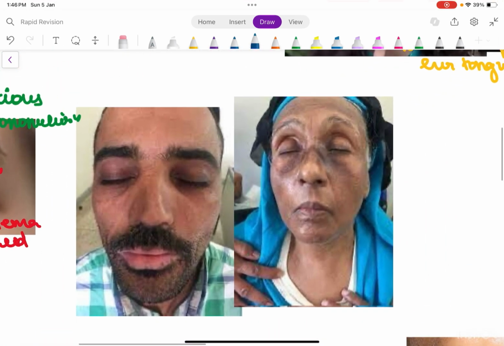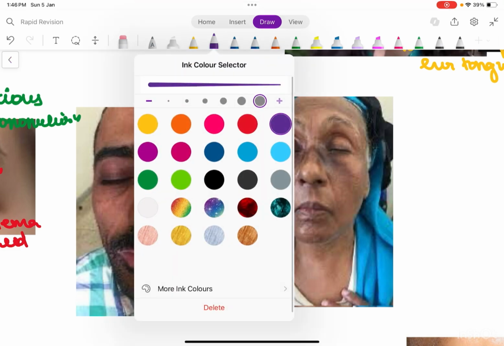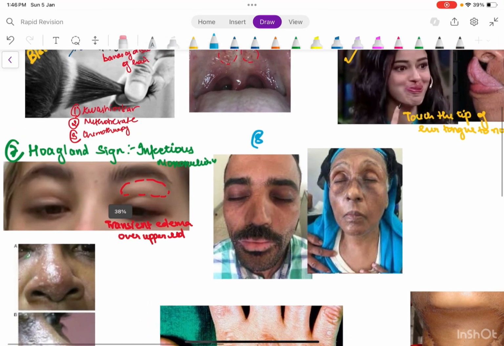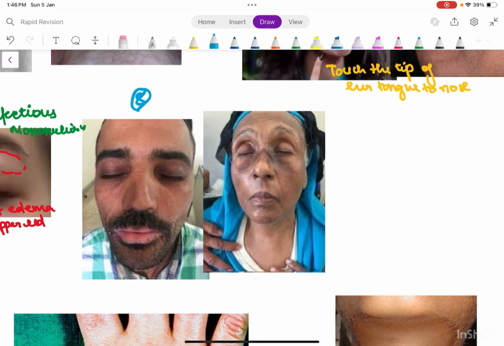Now the next sign is interesting. It is also related to the eyelid. I hope you can make out what I'm talking about. So this is our 8th sign. This sign is called the Jellinek.